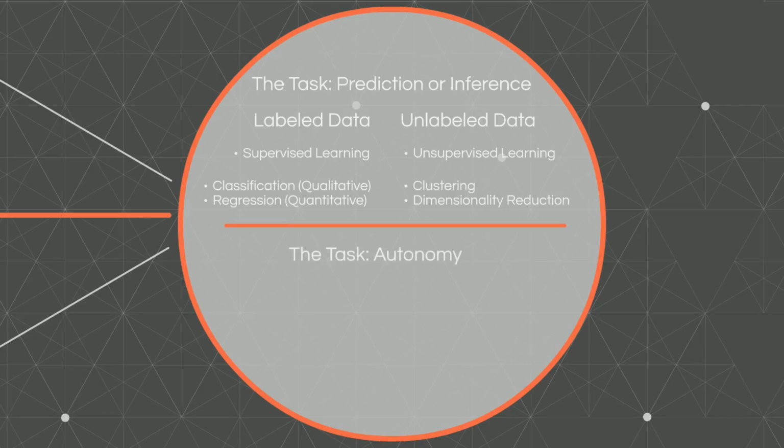On the flip side of this, if our task is autonomy, you're going to immediately go into the reinforcement learning category, and that's going to have its own developmental approaches in there.